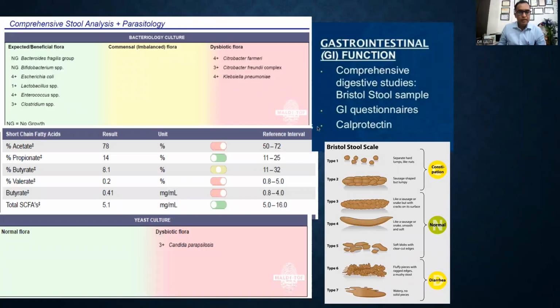Another thing is that they will also give you a balance of what the percentage of good bacteria is and what the percentage of bad bacteria is. As mentioned, commensals, beneficial, and dysbiotic. Dysbiotic means the non-beneficial ones, like Clostridia or yeast, etc.